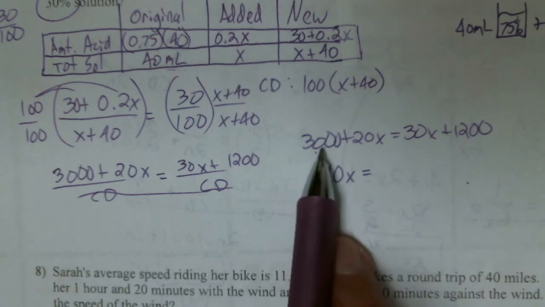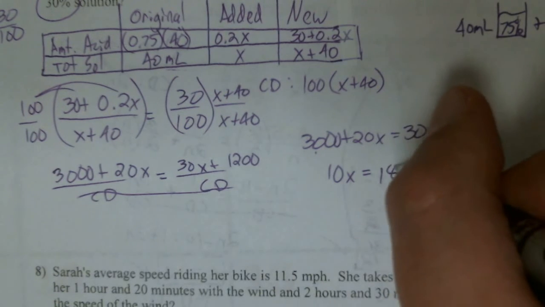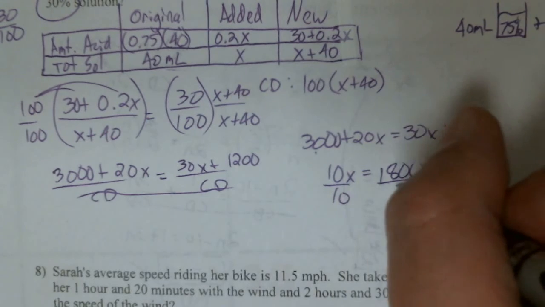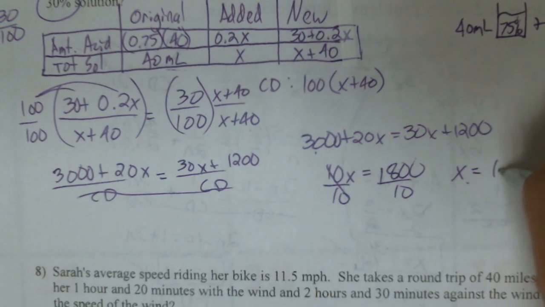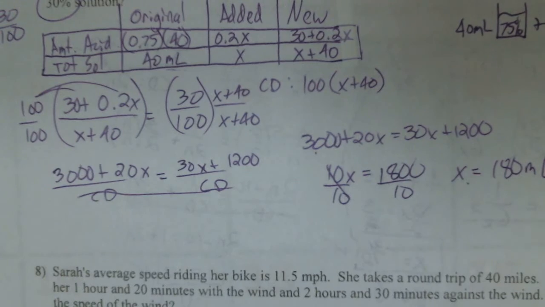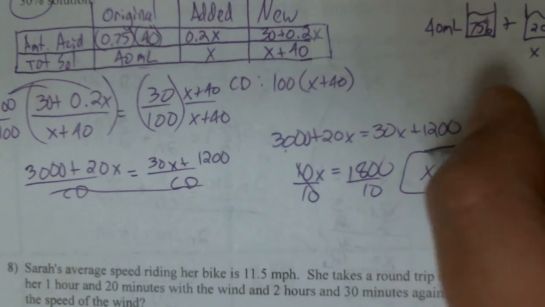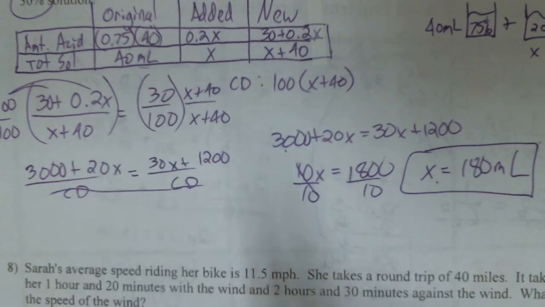So let's subtract 1,200 from both sides. That will leave me with 1,800 and divide by 10. And I get x is equal to 180 milliliters. Yeah, that should have been a 40 instead of a 4.